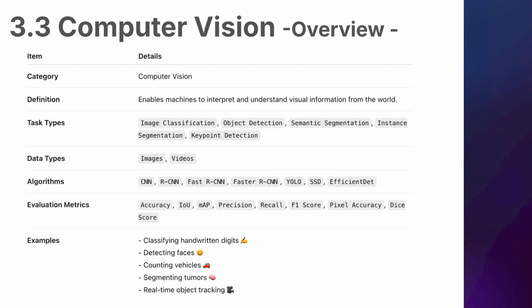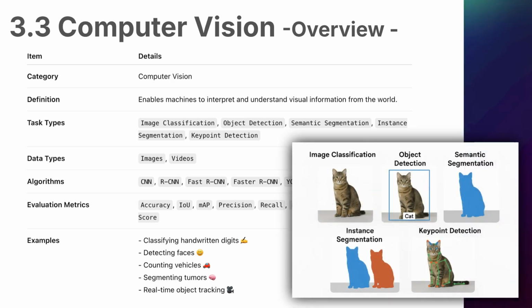Common task types in computer vision include image classification, determining what object or category an entire image belongs to, like identifying animals. Object detection, identifying and locating multiple objects within an image using bounding boxes, like detecting a cat in an image and where it is.